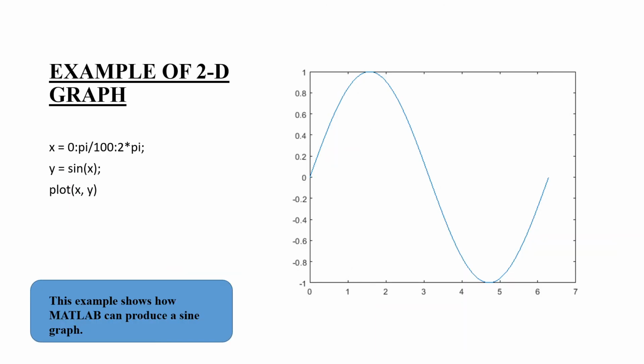So here's an example of a 2D graph. It's really simple. You have your X value, you have your Y value, and then you have what looks to be a plot function. So in this example, it shows how MATLAB can produce a simple 2D sine graph. As you can see, it's a sine graph.